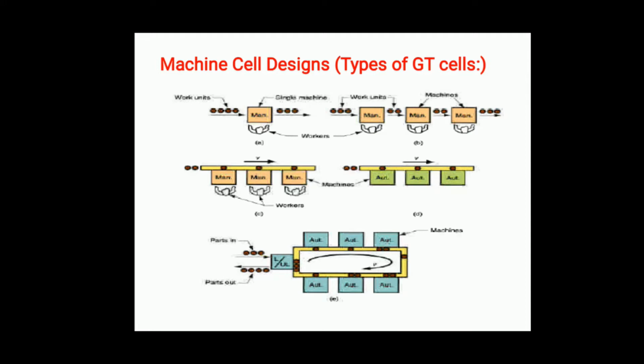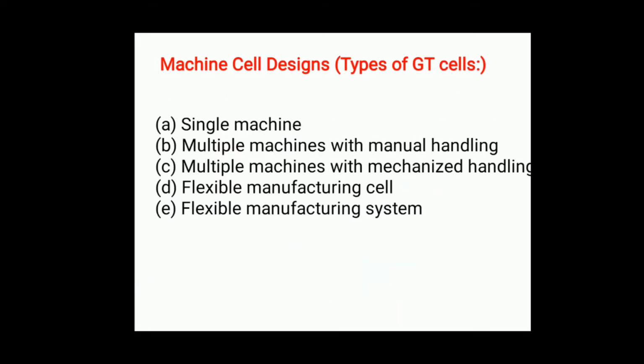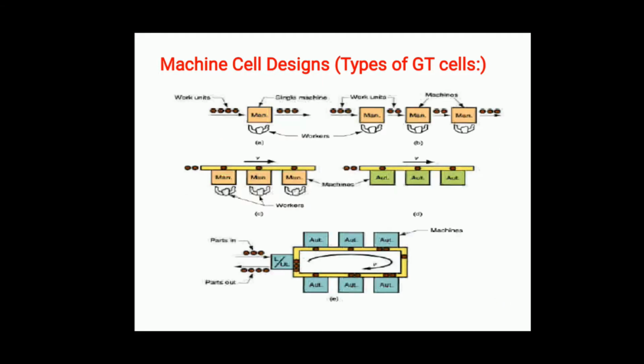Then you can see here, this is the first raw material that will be transferred from machine 1 to machine 2, machine 3, like this. We are doing different operations at different machines with manual handling. There is no handling system. So this is the second type. And the third type is multiple machines with mechanized handling.